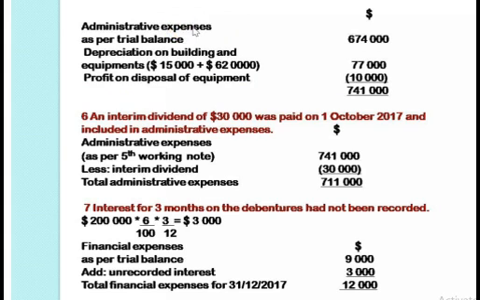So now we are going to calculate the total administrative expense. The amount of administrative expenses which was given in the trial balance was $674,000. To this we are going to add the depreciation which we have calculated, which is $77,000, and from this we are going to subtract the profit on disposal, that is $10,000. The profit on disposal of equipment, again I am going to state that this profit means that the assets have been over depreciated. So to get the right value of depreciation, we are going to subtract this $10,000.